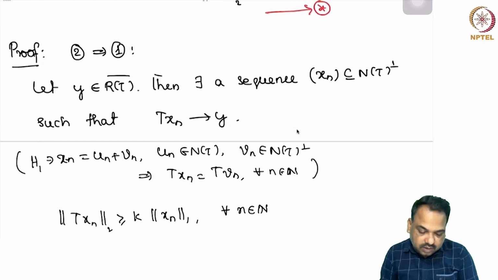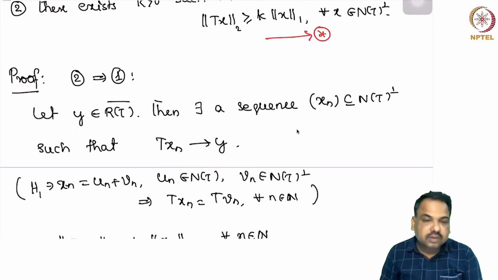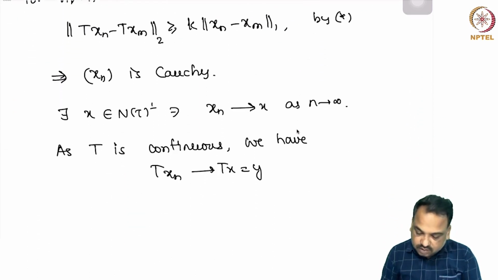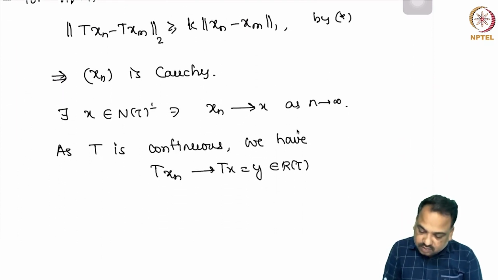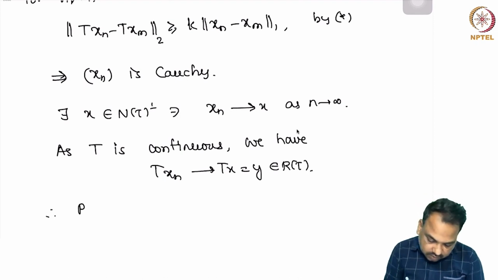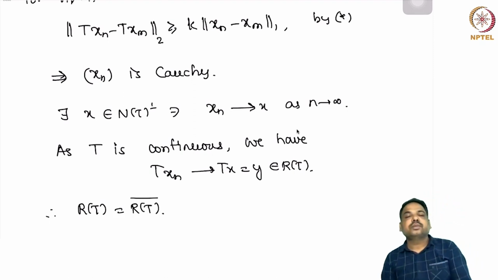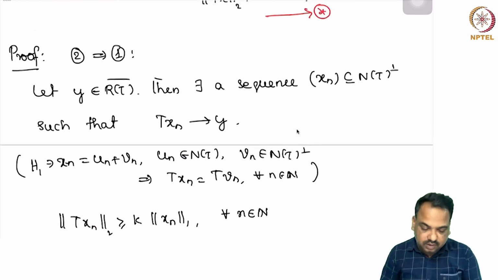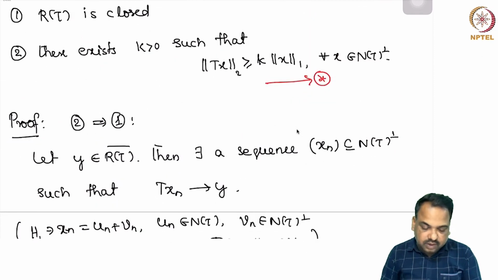So we have started with y an element of range of T closure, and we have shown that y is of the form Tx, so that is in range of T. Therefore range of T and range of T closure both are the same. That means range of T is closed. So we have shown that 2 implies 1.